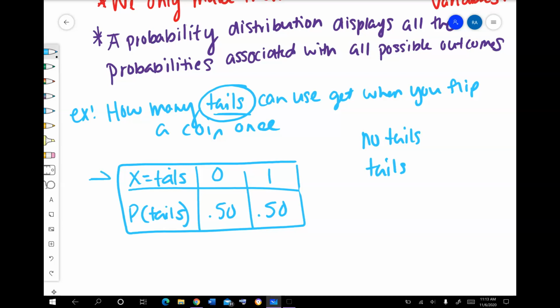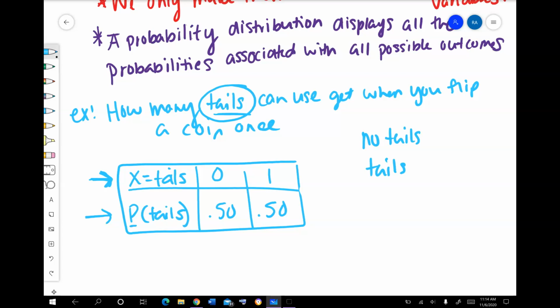So this is our random variable right here. This is where you put the random variable. And when you see P of something, it means the probability of that. So this is the probability that I get whatever this random variable is talking about. My random variable options are I get 0 tails or I get 1 tail. Now a coin is half and half, so the probability I get no tail is 50%, and the probability I get 1 tail is also 50%. Okay? That is what a probability distribution looks like.